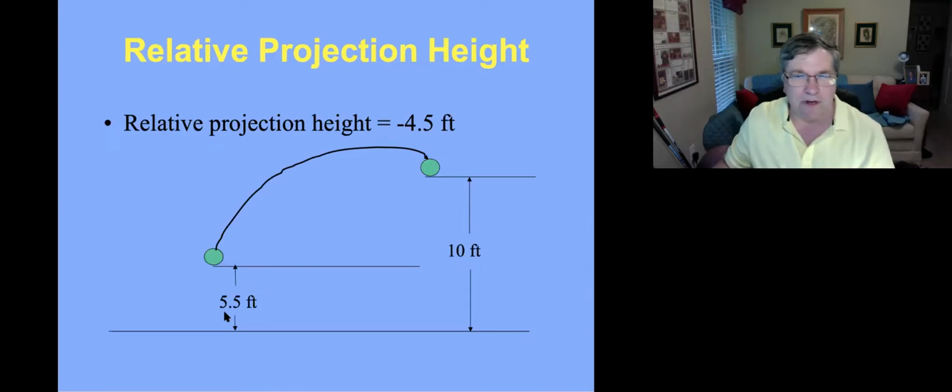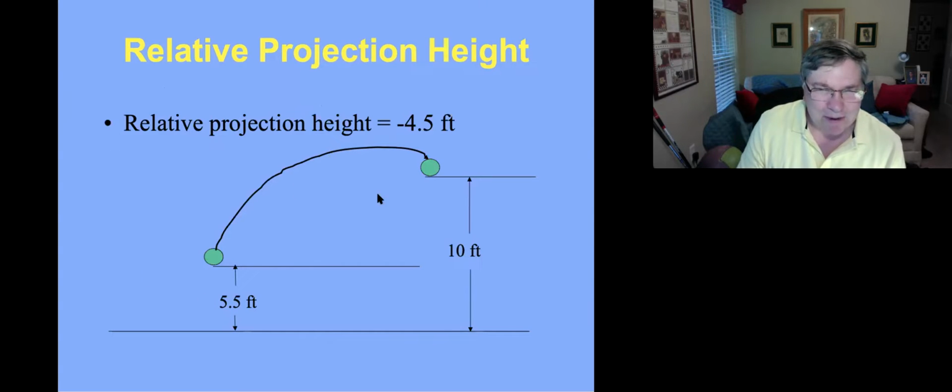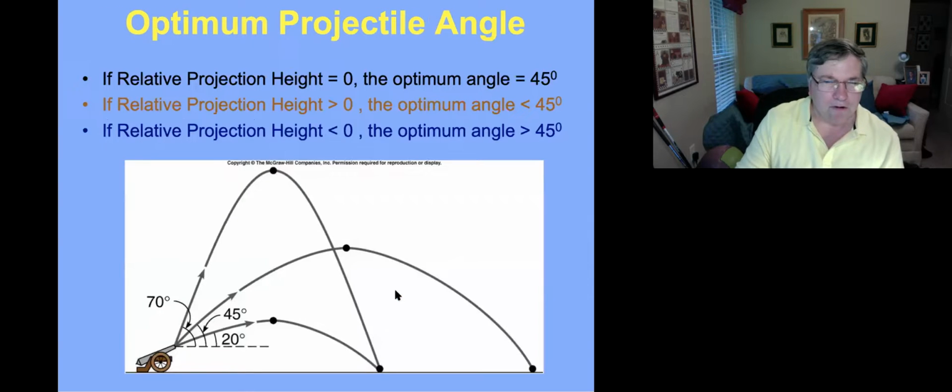If the relative projection height is going to be less than 0, so in other words, you're shooting up towards a target like in basketball, that increases the optimal projectile angle. So again, if the projection height is greater than 0, the optimal angle decreases. If it's less than 0, then the optimal angle increases.